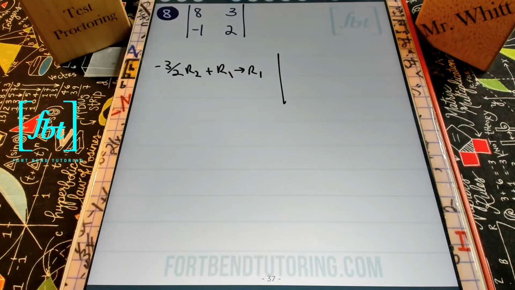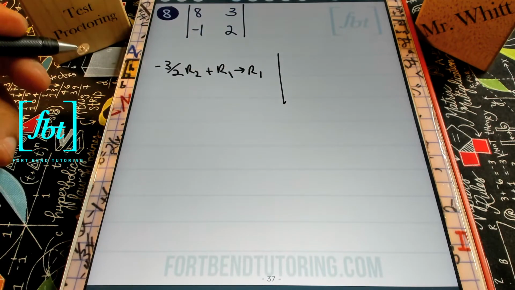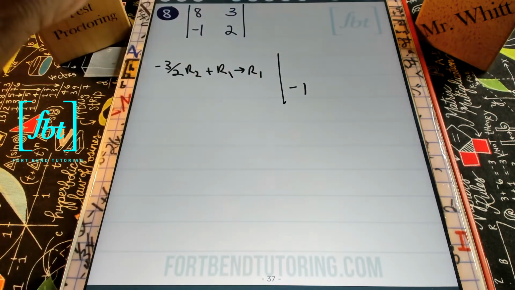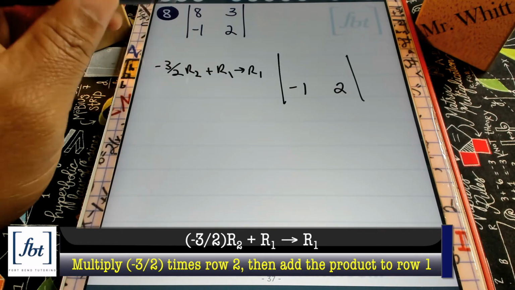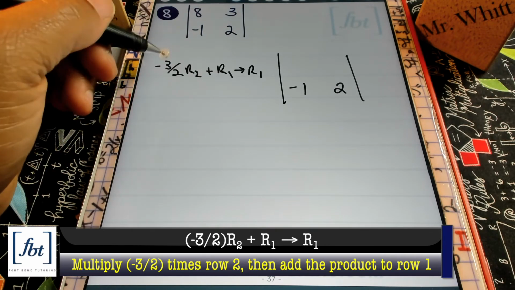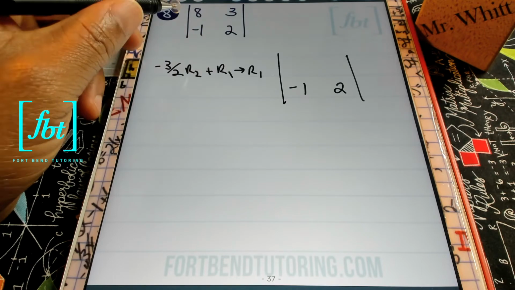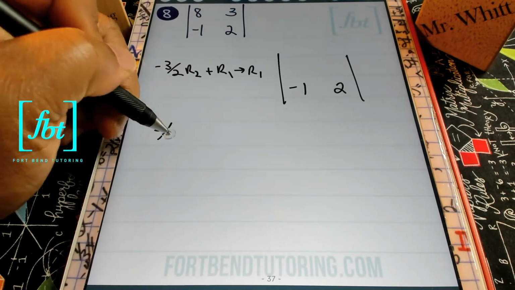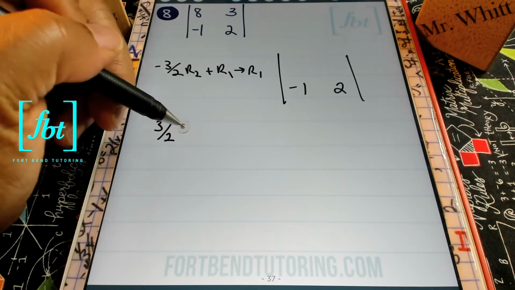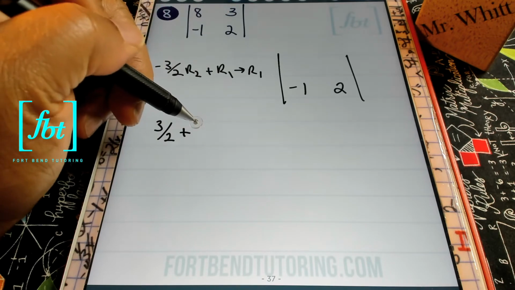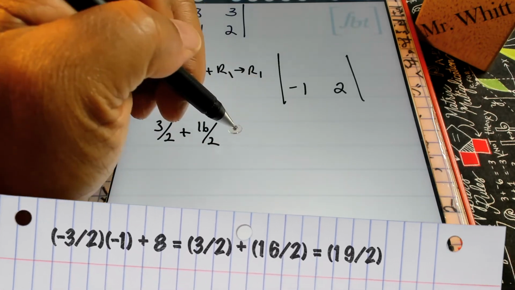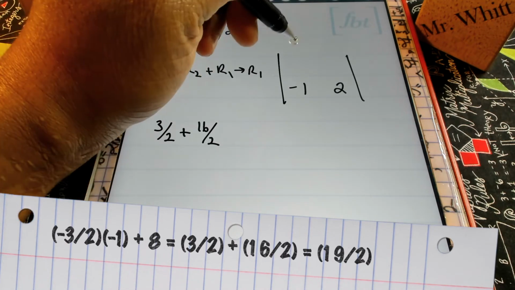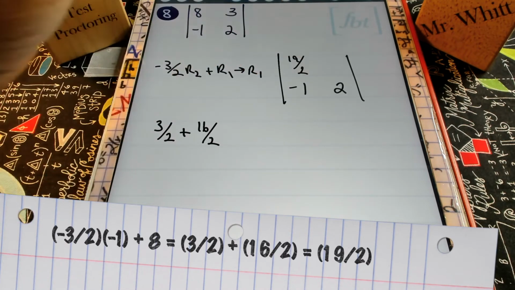So that being the case, that means my second row will go unchanged. I'll bring down the negative 1 and the 2. And then I'll be multiplying row 2 by negative 3/2, adding that to row 1. So negative 3/2 times negative 1 is going to give me a positive 3/2. And then I want to add that to 8. So 8 written as a fraction is 16/2 with a common denominator of 2. So I end up with 19/2. Okay, so 19/2 will go here.